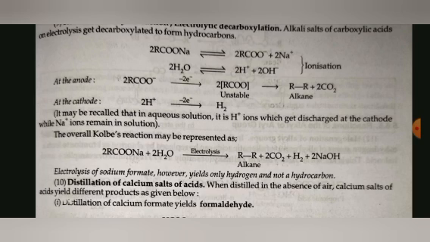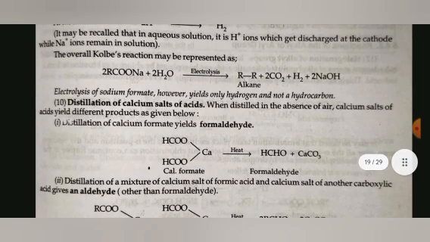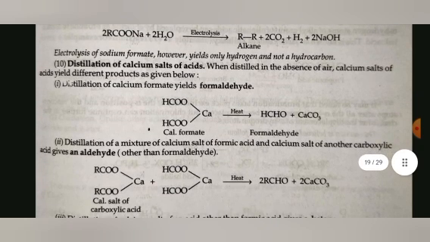It may be recalled that in aqueous solution it is the H positive ion which gets discharged at the cathode, while the sodium ion remains in the solution. The overall Kolbe's reaction may be represented as 2 moles of RCOO negative Na positive plus 2H2O on electrolysis gives alkane plus 2 moles of CO2 plus H2 plus 2 moles of NaOH. Electrolysis of sodium formate, however, yields only hydrogen and not a hydrocarbon.